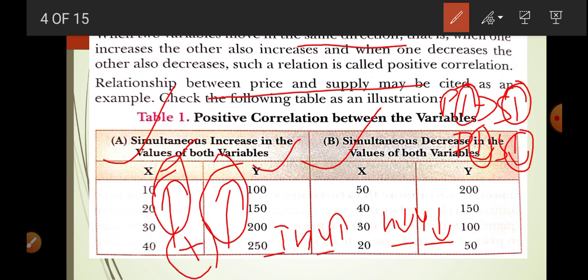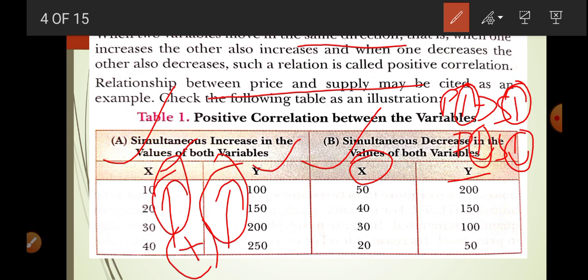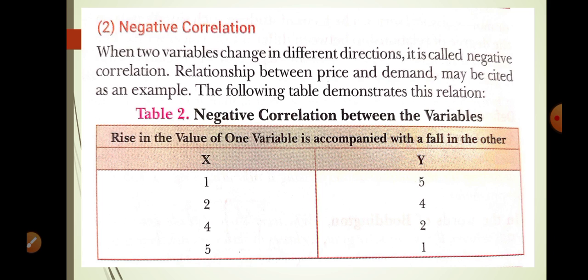Now come to the second slide. Here again we find two variables, x and y. Now you can see that when x is decreasing from 50, 40, 30, 20, y is also decreasing, 200, 150, 150. So this is what we find: it is a positive relation.